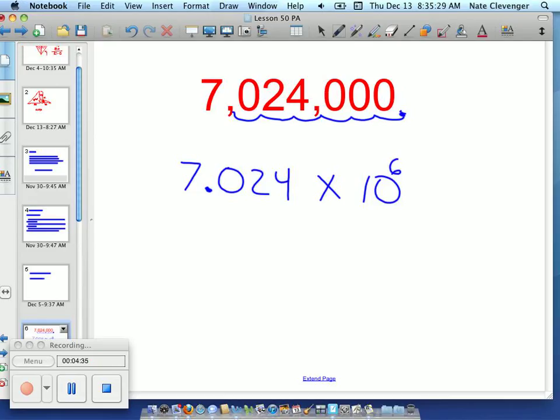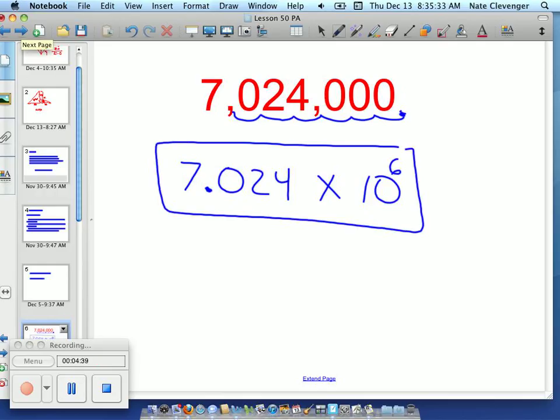7.024 times 10 to the 6. This is scientific notation, and we want to leave it in that form. We're just changing it. It still has the same value of 7,024,000. It just looks a little different, so you can get used to writing things in scientific notation.